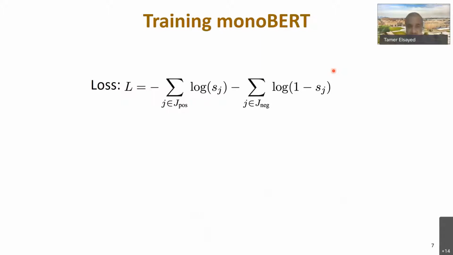I don't remember if we discussed this loss function or not, but this is the loss function used for training MonoBERT. The training data will be the positive and negative documents with their corresponding queries. The goal is to get s_j to be 1 for positive examples. If it's 1, then the log will be 0, so the loss will be 0 from that part. And we want s_j to be 0 for the negative examples. If all of them are zeros, then again this part would be 0, so the loss would be 0. Otherwise, the loss will be a positive value, and thus we will update the model during the training phase.